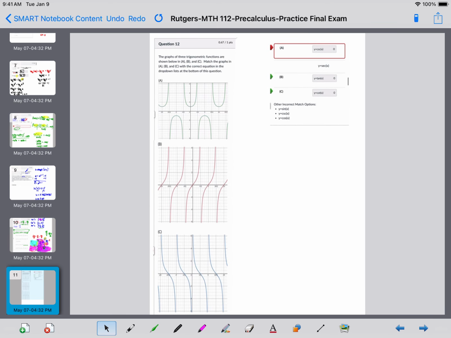So I like to see where there's asymptotes. I like to see where the function equals 0. An asymptote is where the denominator equals 0. So there's a vertical asymptote here at pi over 2. There's a vertical asymptote here at 3 pi over 2. So pi over 2, 3 pi over 2.